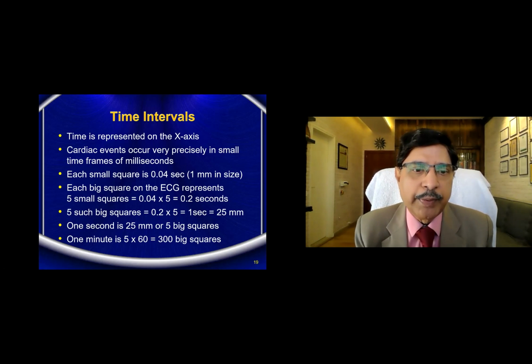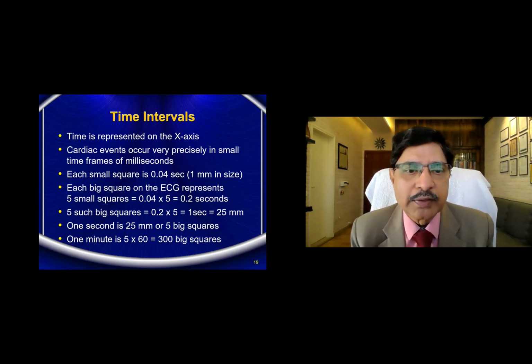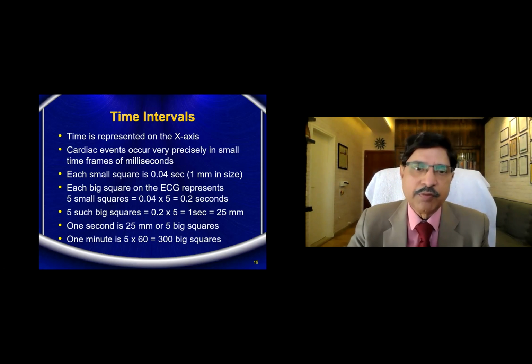Then 1 minute will be 60 times that. That means if the ECG paper ran for 1 minute, it would have crossed 300 big squares. Why is this important? We will learn now.